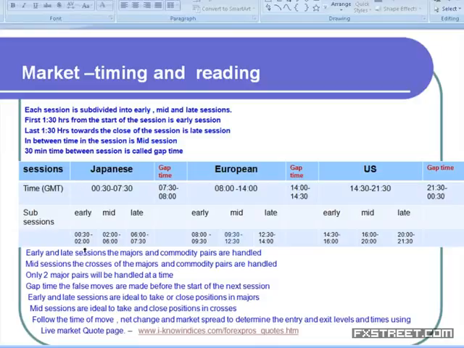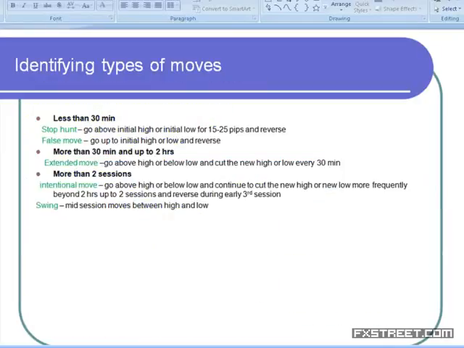So what they do is, the type of moves, as I explained, that when the day starts, they will make either an upward or a downward stop hunt. Now, the types of moves are namely stop hunt, false move, then extended move, intentional move, and the swings. Let me show the slide. Okay, stop hunt, false move, extended move, intentional move, and swings.